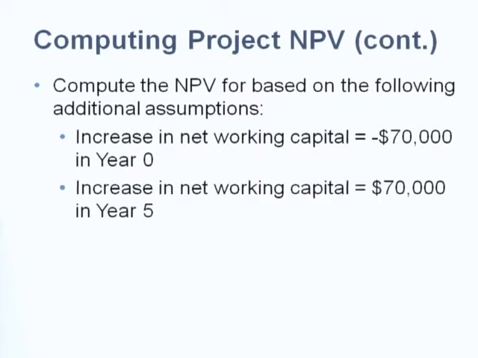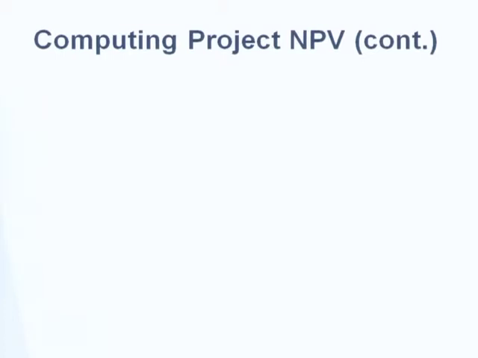So compute NPV based on the following additional assumption. At time 0, you use working capital for the project of 70,000. It should be a cash outflow. And at the end of year 5, or at the end of project life, you must liquidate all the working capital, so you get a cash inflow of 70,000, at discount rate 15%.